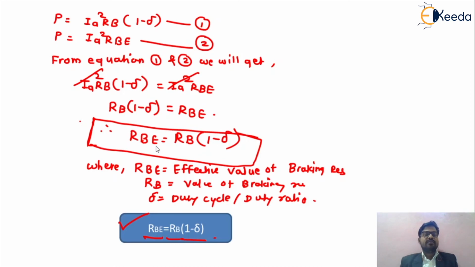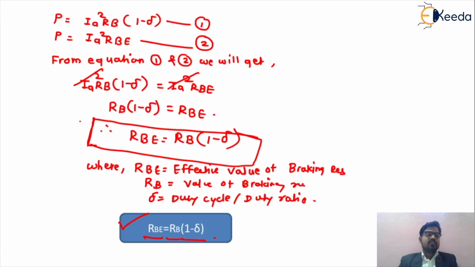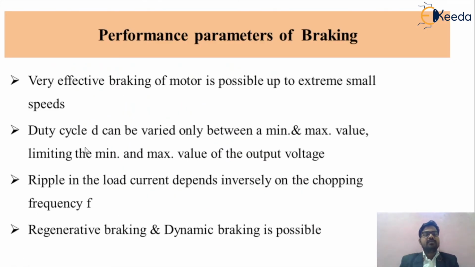In day-to-day industry we have different values of braking resistors, and from the value of the braking resistors we can get the effective value of braking resistor. Okay, so this is in concern with dynamic braking. Now we are moving towards the next part, called performance parameters of the braking.